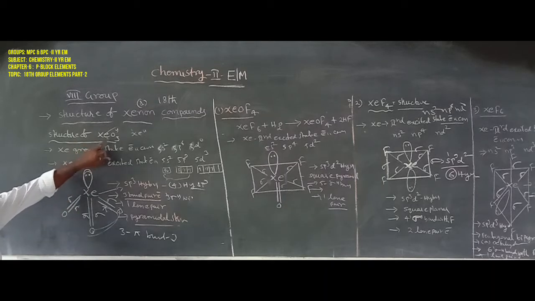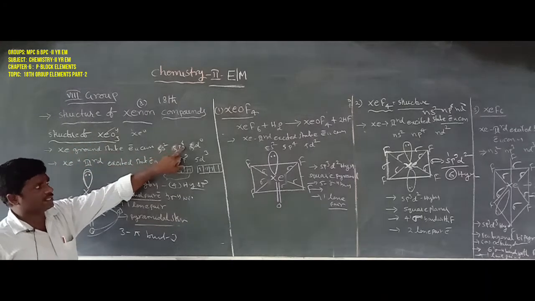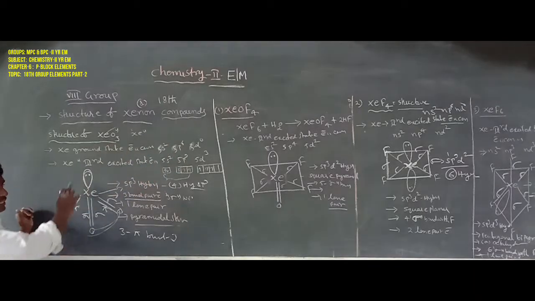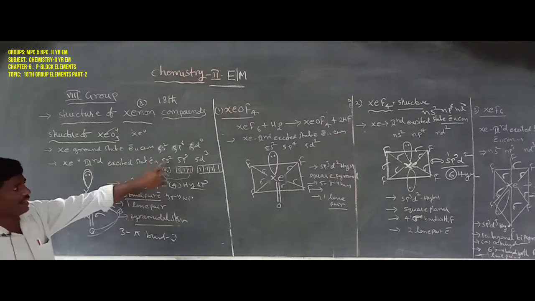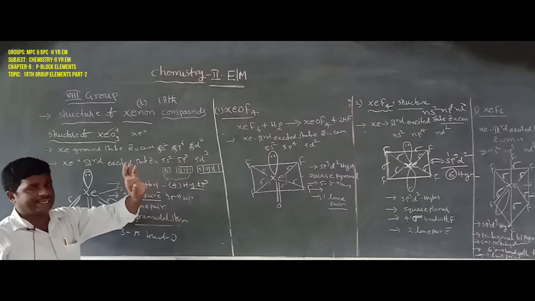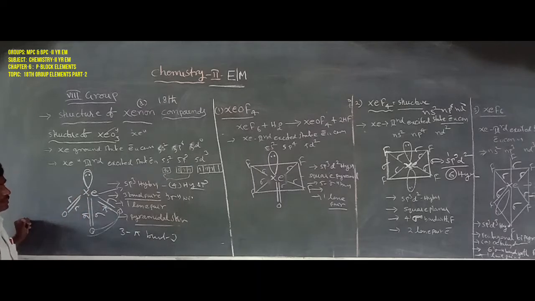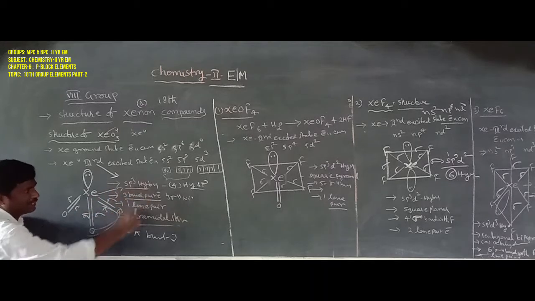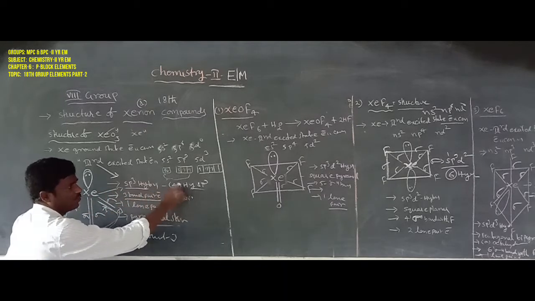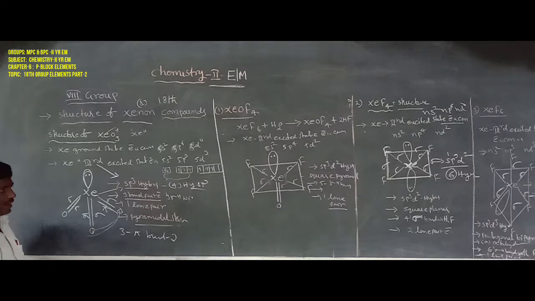Once again, in xenon trioxide, xenon is the central metal atom. The xenon ground state electron configuration is 5s2, 5p6, 5d0. In the third excited state it is 5s2, 5p3, 5d3. Xenon undergoes sp3 hybridization, forming 4 sp3 hybrid orbitals: 1 s orbital and 3 p orbitals.